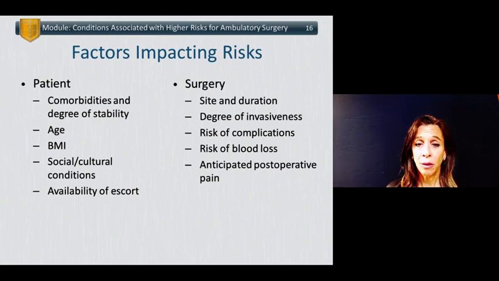The surgery risks are related to the site and the duration of the procedure itself, the degree of invasiveness, the risk of the perioperative complications, the risk of blood loss, and any anticipated postoperative pain.